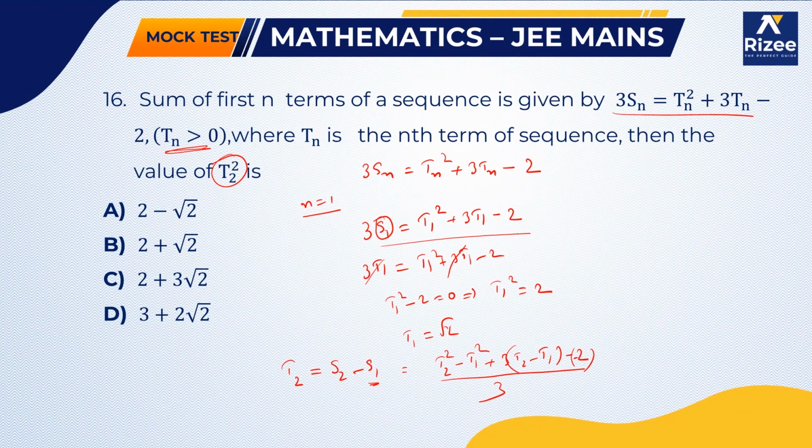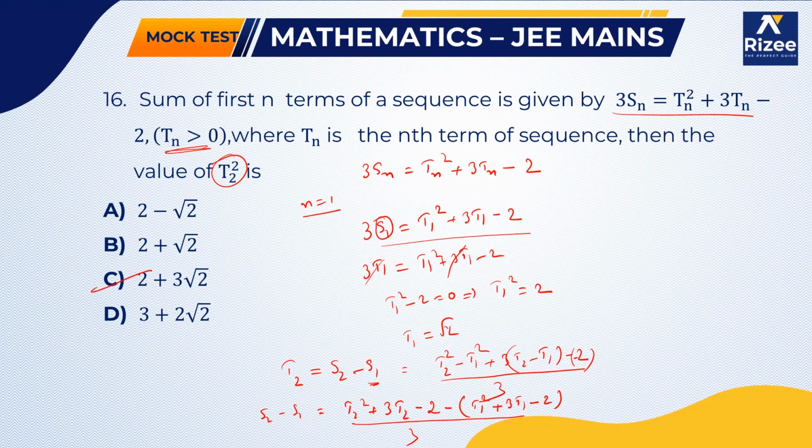S2 minus S1. S2 means t2 square plus 3t2 minus 2, minus of t1 square plus 3t1 minus 2. The total term is here 3. Then we get the answer 2 plus 2 root 3 root.